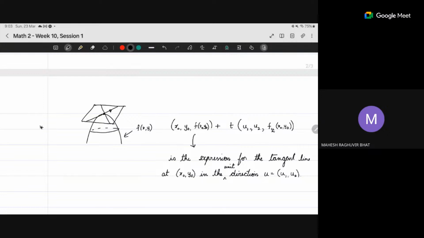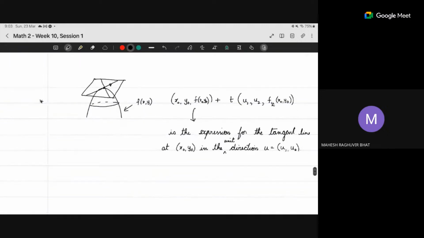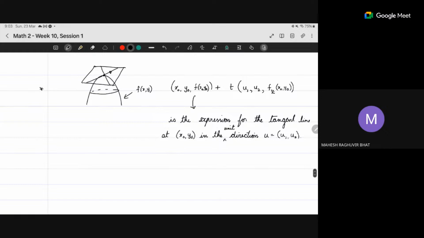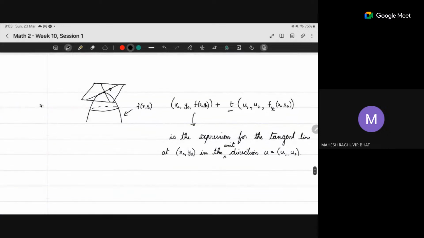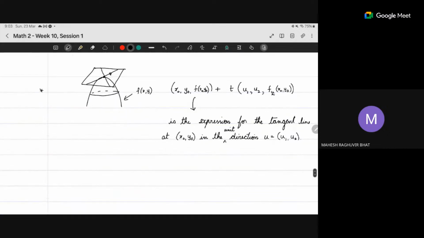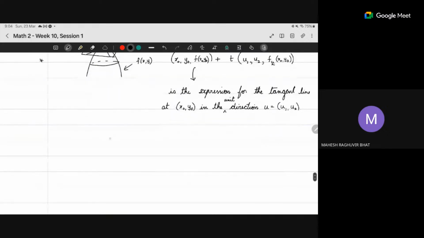So the right thing to look at is what is the expression of the tangent line at a given point in a given direction. So you need two things, a point and a unit direction. If that is given, then this is the expression of the tangent line that you want to compute. So what is this t? So what are the points on the tangent line?